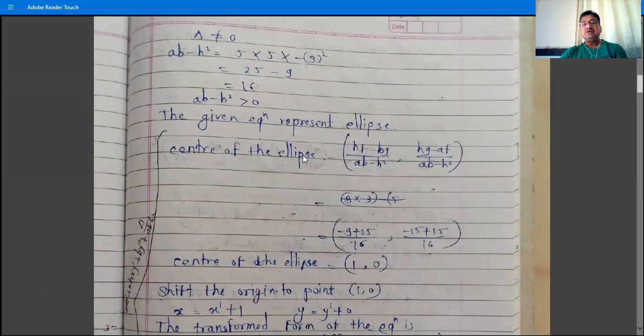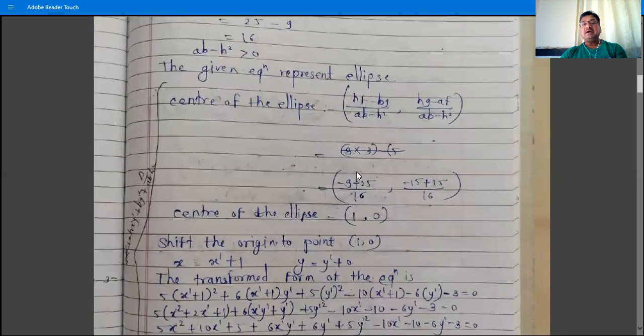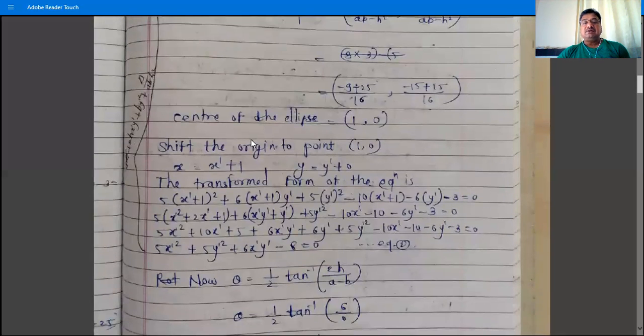So what is the center of this conic or ellipse? The formula is (hf − bg)/(ab − h²), comma (hg − af)/(ab − h²). So find hf − bg, and then hg − af, which is −15 + 15 by 16. ab − h² is 16. So we have the answer 16 by 16, that is 1, comma 0. So (1, 0) is the center of the ellipse.